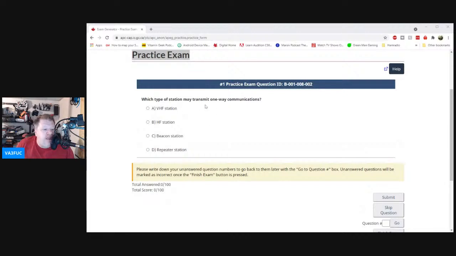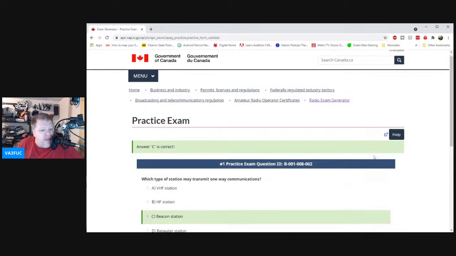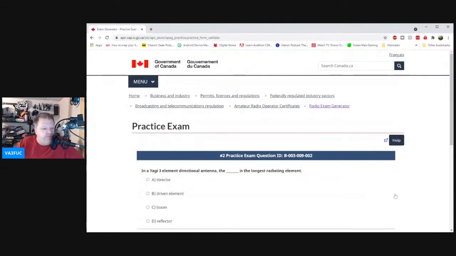What type of stations transmit one-way communication? A VHF station, HF station, beacon station, or repeater station? Well, we know a VHF station can be back and forth. We know HF can transmit and receive. We know a repeater station repeats everything. So technically it could be, but no, it doesn't fall into one-way transmission. That would fall under a beacon station, because a beacon sends out a signal one way. So we'll go C and submit. And C is correct. On to the next question.